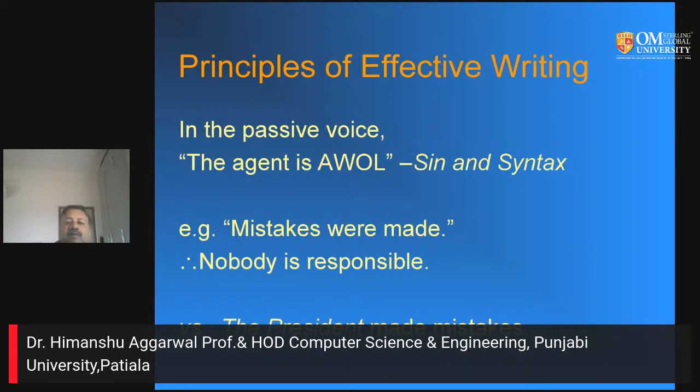The agent is AWOL. Another example is passive voice. Mistakes were made. Nobody is responsible. Because mistakes are made, but कौन responsible है? ये silent है. No, who made mistakes? This is not clear. अगर आप इसकी जगह कहते कि प्रेसिडेंट मेड मिस्टेक्स एक्टिव फॉर्म में, तो आपको क्लियर हो जाता कि प्रेसिडेंट ने मिस्टेक्स की. नेक्स्ट प्लीज.